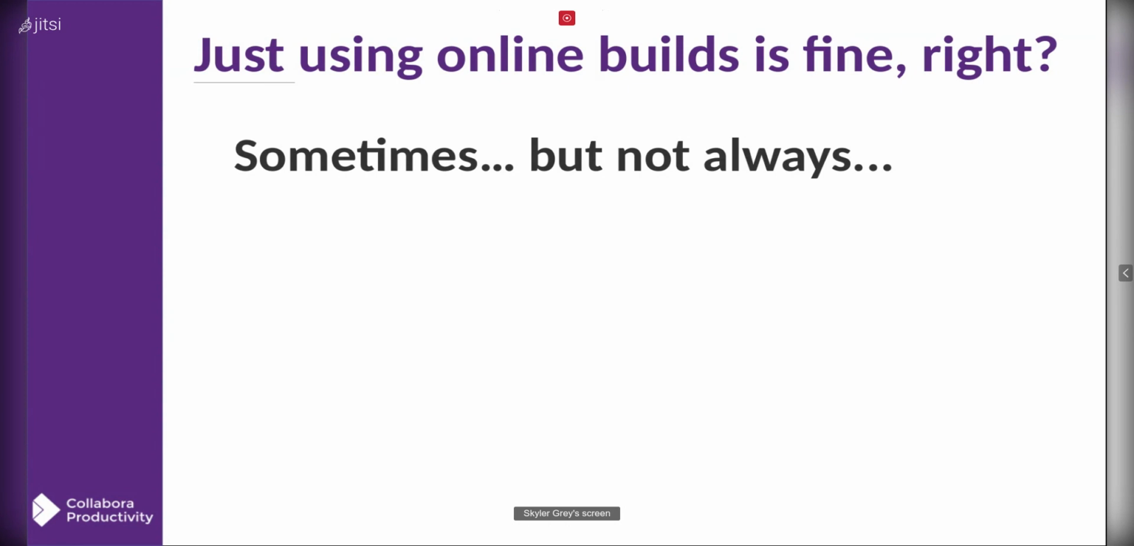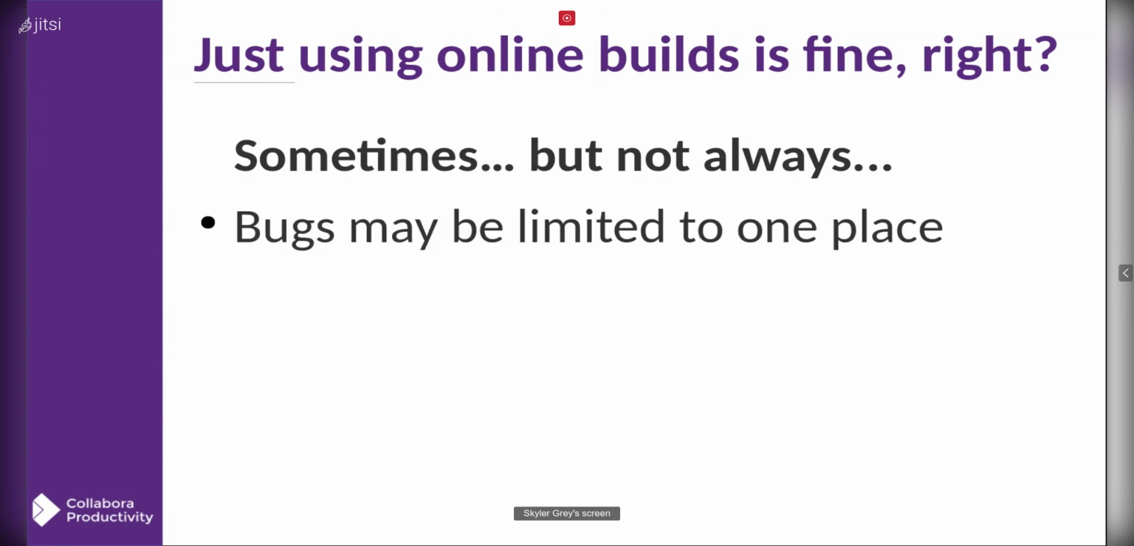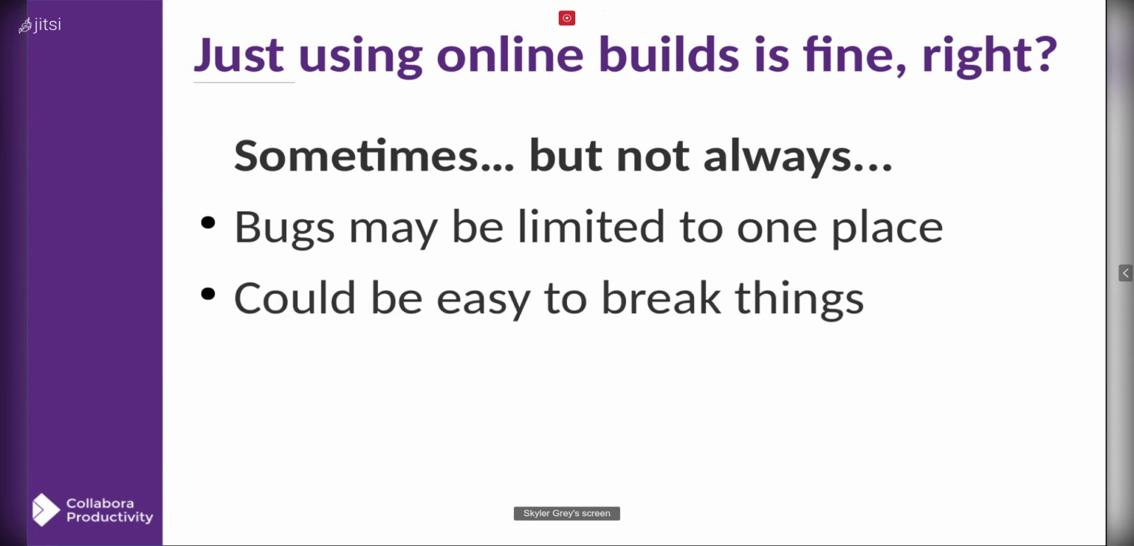But you can't always just use online builds, because sometimes bugs only occur in one place. For example, if there are bugs that touch how the file loading works, recently in Android, there was a bug where the progress bar wouldn't show when you were loading a file, and that was Android specific. There was no way you could reproduce that in a browser.